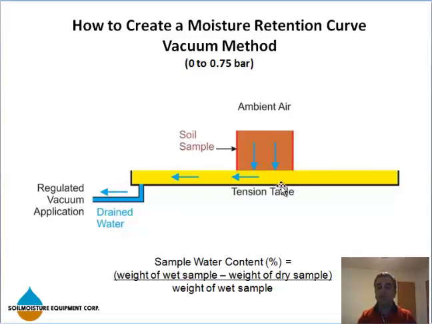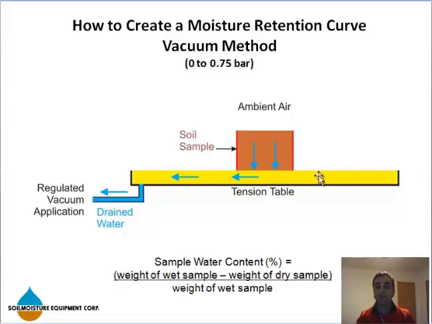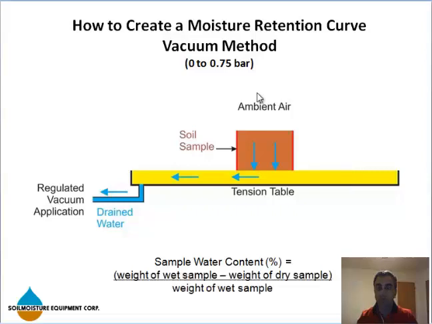And so the tension table can be a sandbox tension table for tensions very close to saturation, a very small amount of vacuum, basically between 0 and 0.3 bar, and then from 0.3 bar up to 3/4 of a bar, you'll use a ceramic tension table. The procedure is very similar.